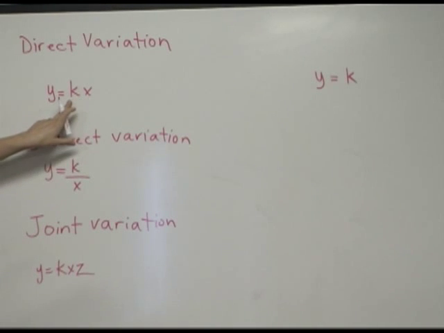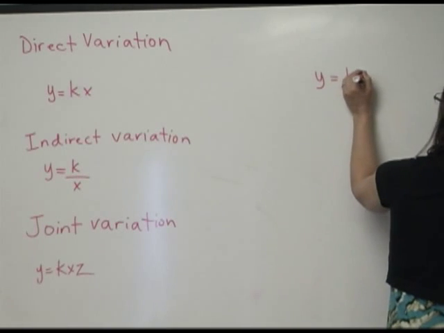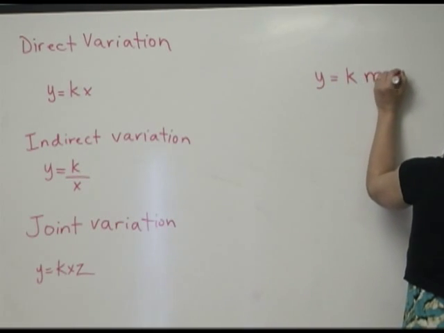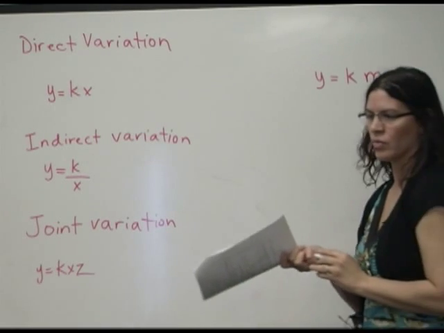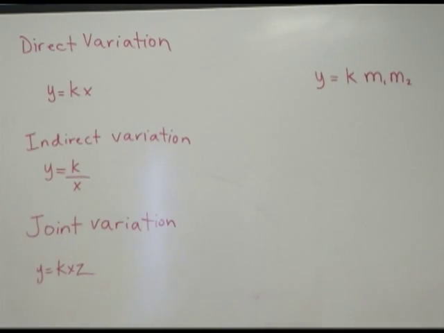So we're going to multiply something to that k. What is it that we're going to multiply? It's directly proportional to their masses m1 and m2. Those are the two variables that we're going to multiply to the k because those two are directly proportional.